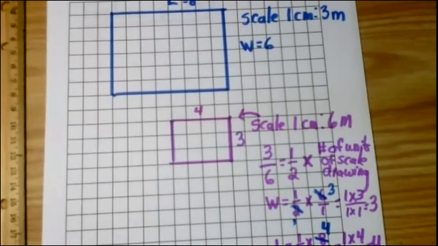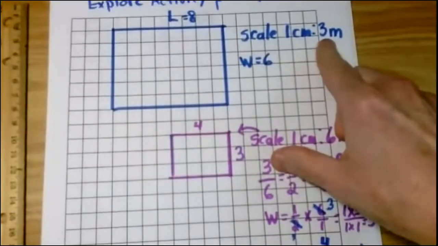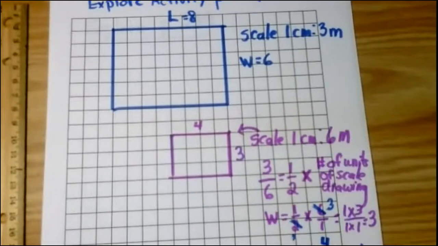So the question in the book is saying, suppose you redraw the rectangle, which we just did. In the new scale, 1 centimeter represents blank, more or less than 1 centimeter in the old scale. Well, that's easy. 1 centimeter in the old scale represented 3 meters. Now it represents 6, so the answer is more than.